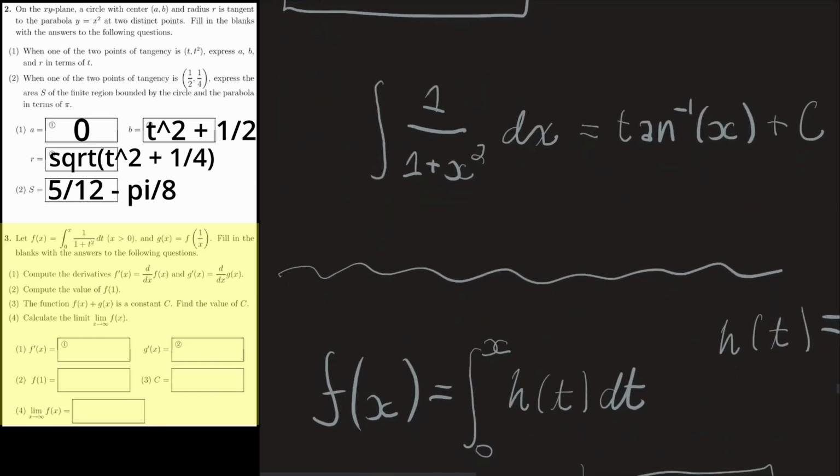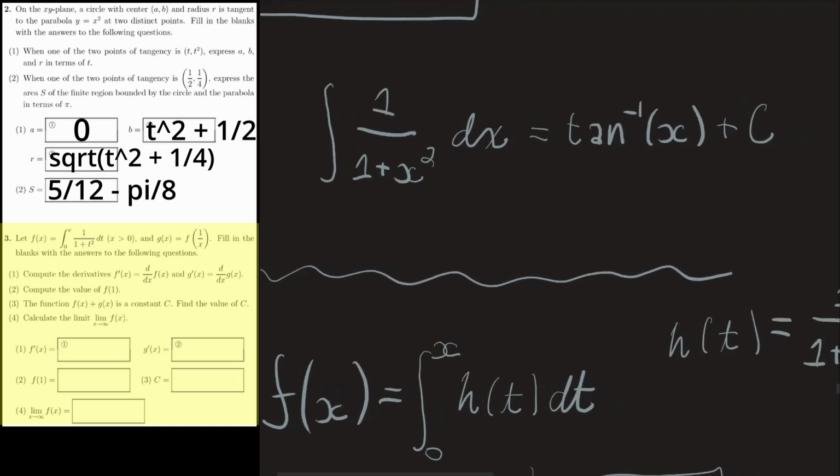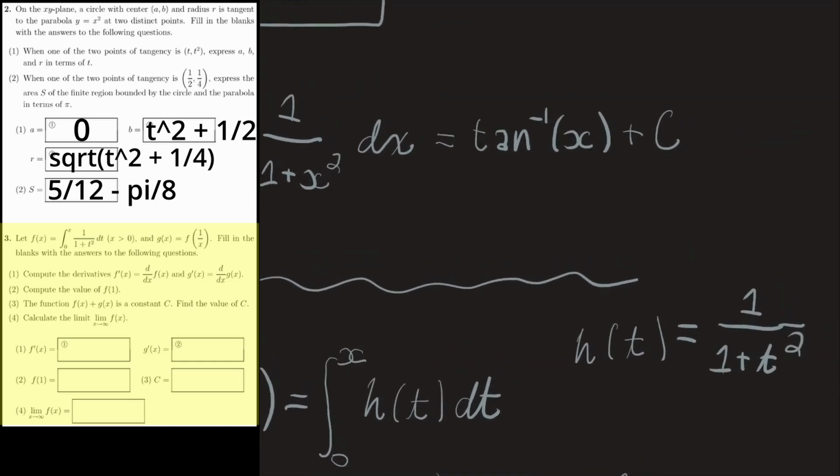So firstly, let's call this function that is inside the integral h of t, since we already have functions of f. So h of t is just equal to 1/(1 plus t squared), which is the function inside of our integral in f of x.